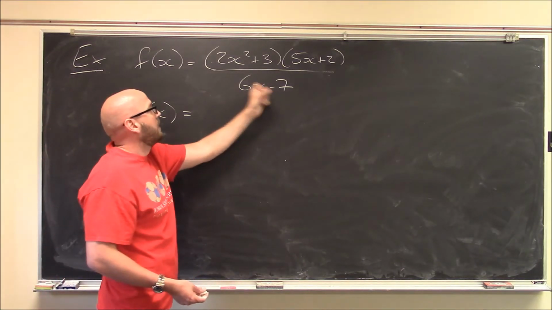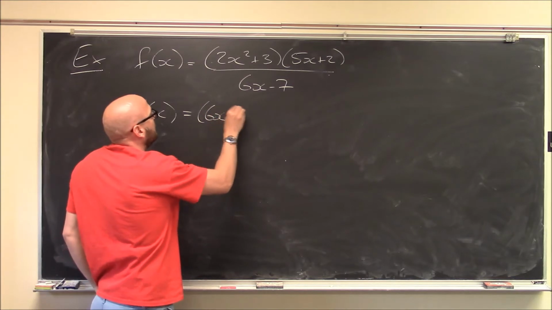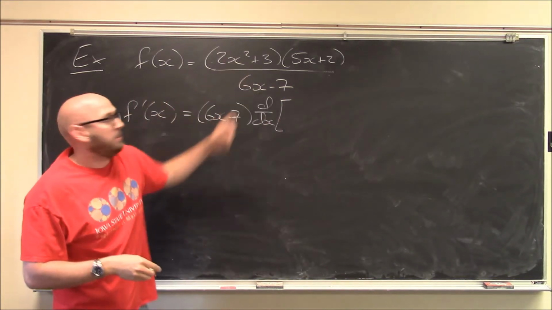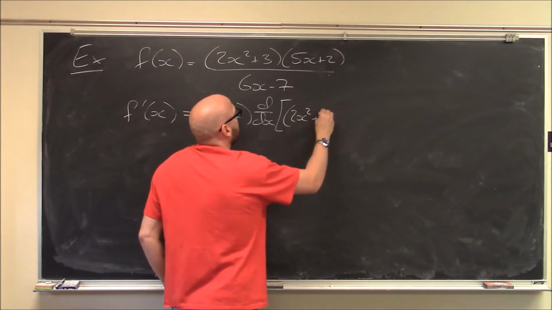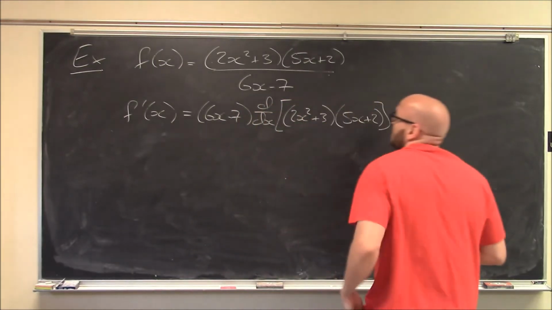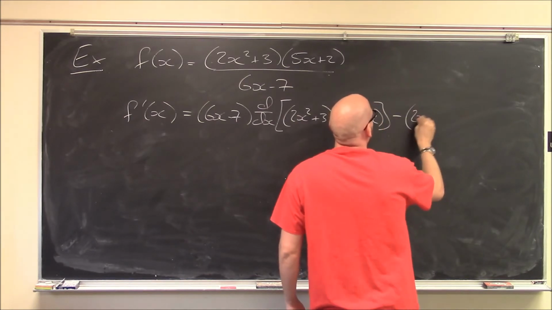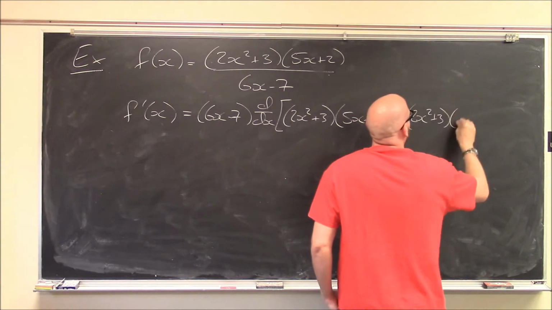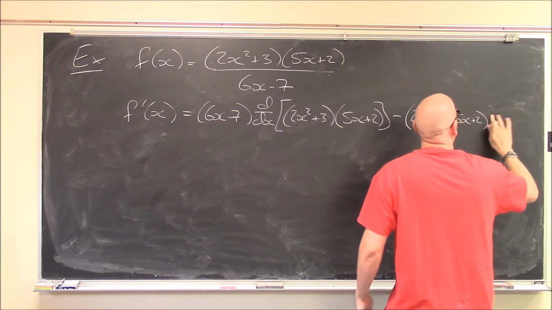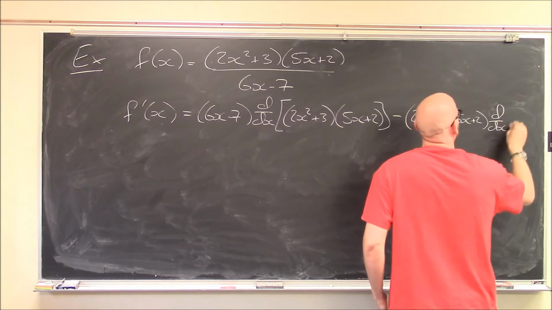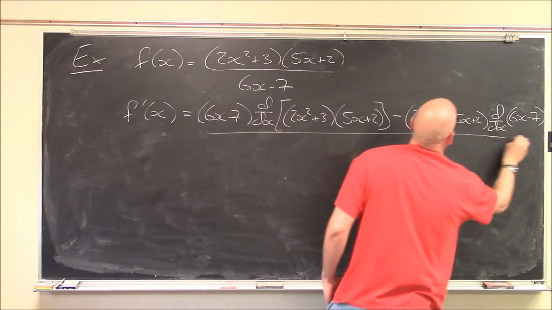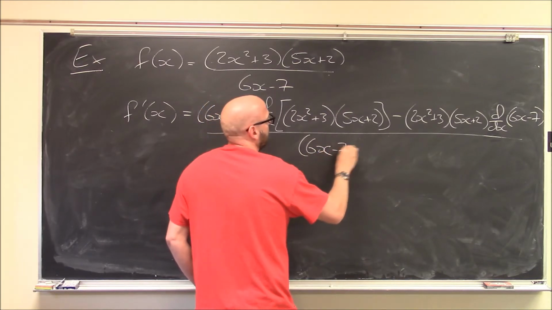So let's do that. What is it? It's the bottom times the derivative of the top, so 6x minus 7 times the derivative, and I won't do this one in situ because it's more tricky, of the top, 2x squared plus 3 times 5x plus 2, minus the top, 2x squared plus 3 times 5x plus 2, times the derivative of the bottom, 6x minus 7, all over the bottom squared.